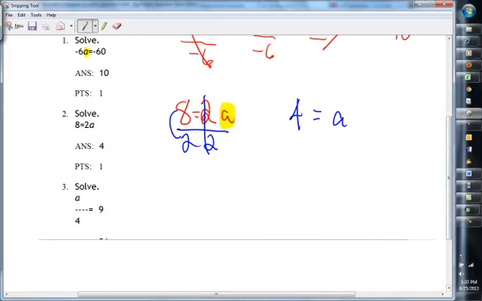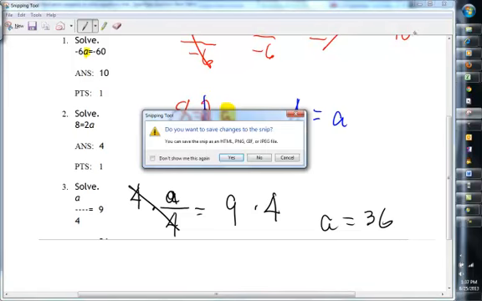In the last case, I know you don't like fractions, but watch how easy this problem is. a over 4 equals 9. I better redo that a so it looks like an a. Multiply both sides by 4. They divided by 4. We multiply both sides by 4, and we get a is 36.